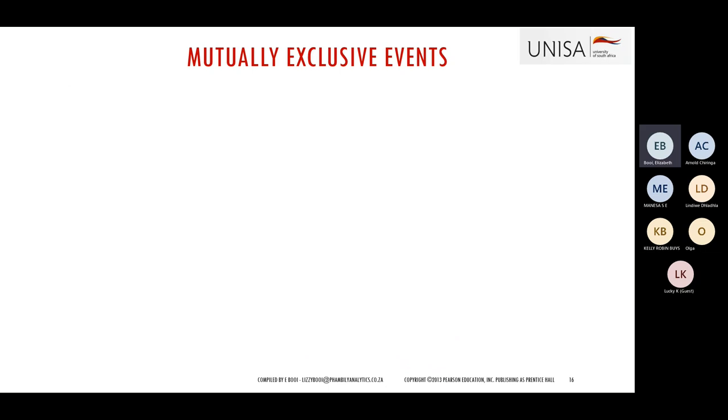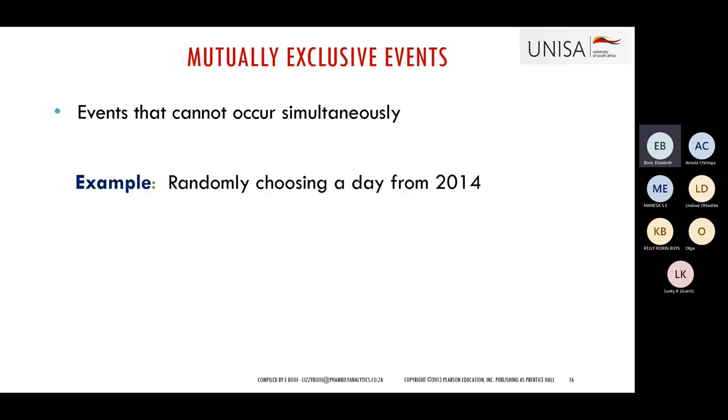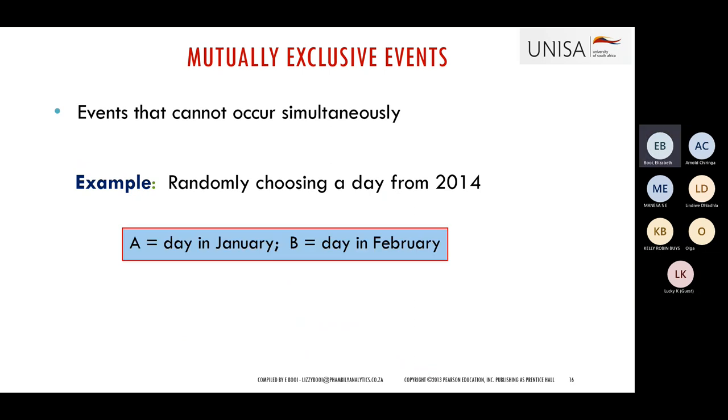Now let's talk about mutually exclusive events. Mutually exclusive events are events that cannot happen at the same time, or they cannot occur simultaneously, or they cannot happen together. Take a randomly chosen day in 2014. If that day falls in January and that day is also in February, that will make that day impossible, because a day cannot be in January and also in February. If it's in January, it's in January, and if it passed, it's passed. So this is an impossible event, and that is mutually exclusive events.